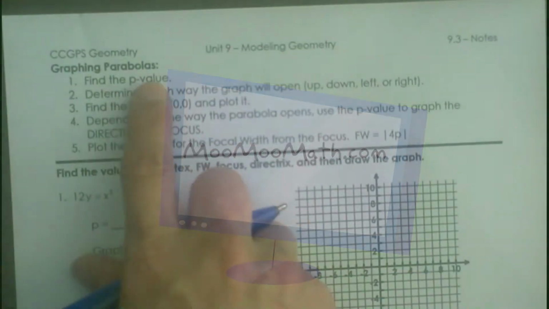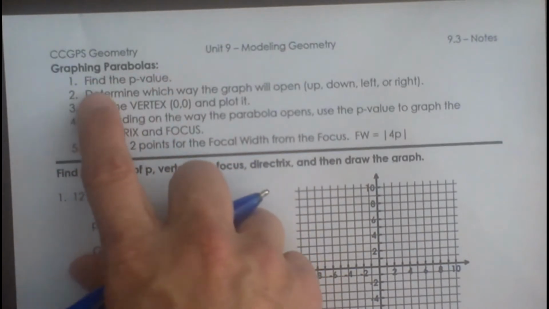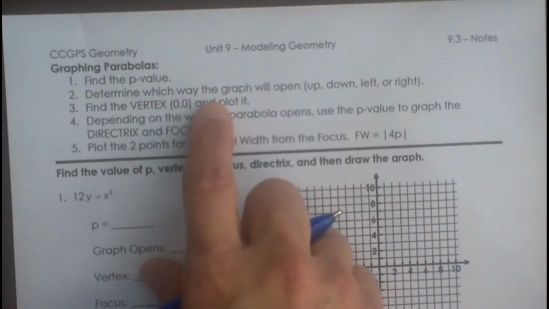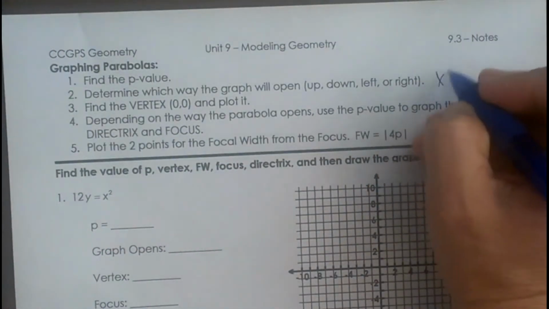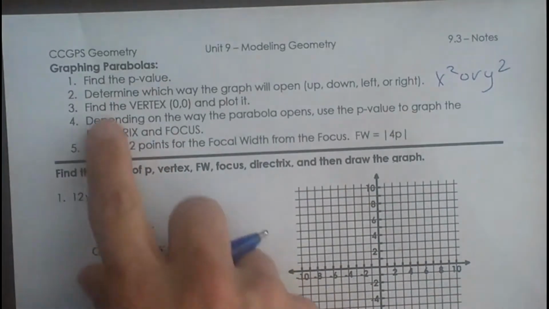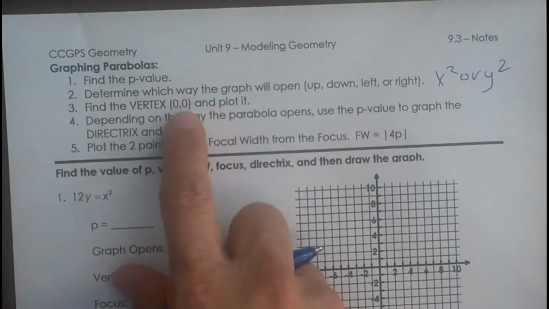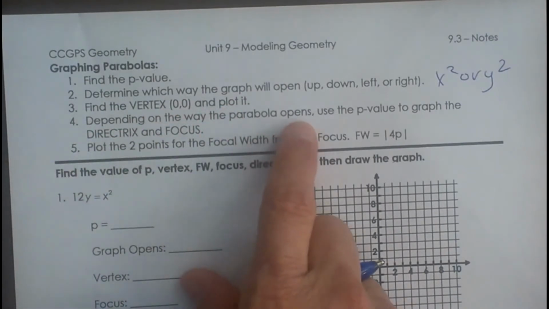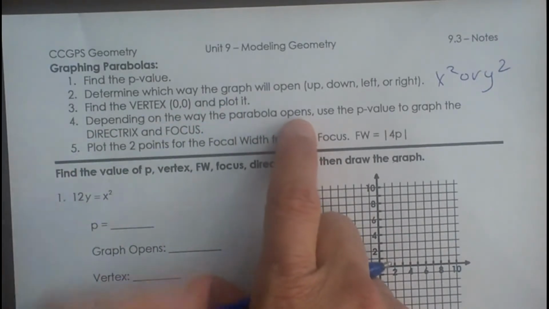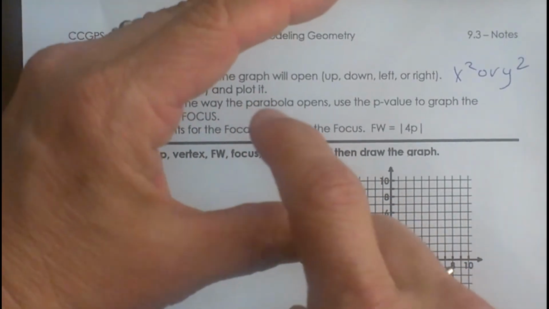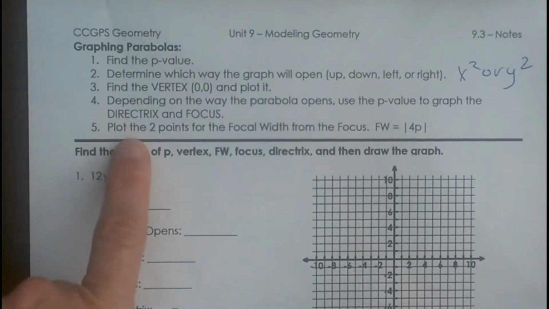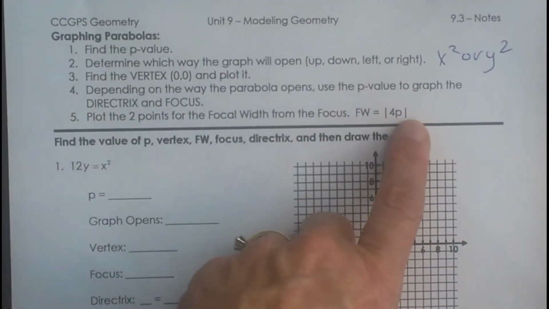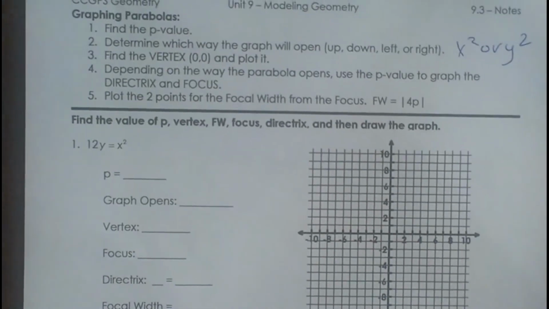We've got finding the value p. So the first thing we have to do when we go to graph is find the value p. Then we're going to determine which way it faces, up, down, left, or right, by looking at either the x squared or the y squared. Okay, find the vertex, and we know in these problems it's going to be 0, 0, and plot it. And then we're going to count our p direction inside the mouth. That will give us the focus. Outside the mouth, that p distance will give us the directrix. And then we're going to plot a couple more points using our latus rectum or our focal width.